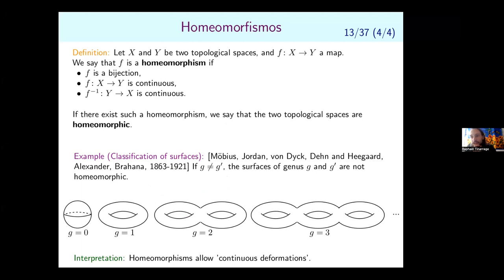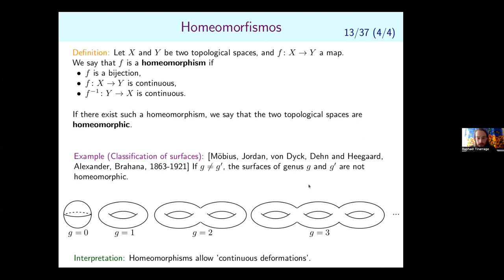Oh yeah, another example: classification of surfaces, as I said, already studied by Möbius. If you take an orientable surface, you can show that this surface, up to deformation, is homeomorphic to one surface of this list, and this list is indexed by what is called the genus, right? The sphere has genus 0, the torus has genus 1, the bitorus has genus 2, etc.